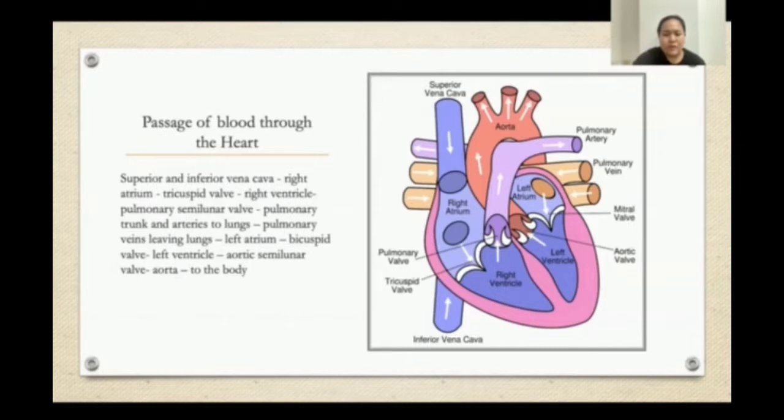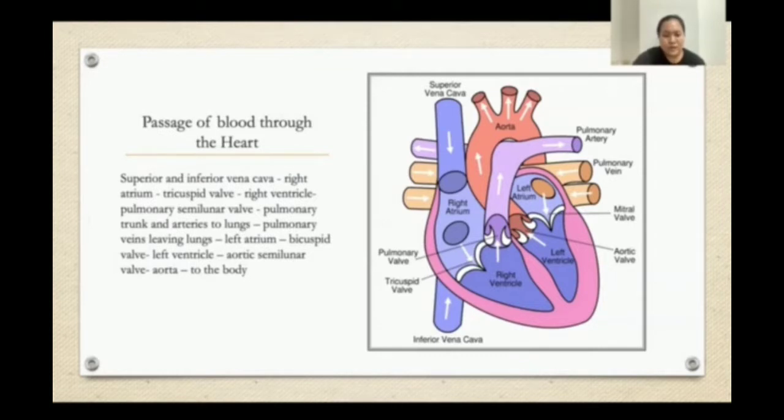This prevents the blood from flowing backwards into the atria while the ventricles contract. As the ventricle contracts, blood leaves the heart through the pulmonary semilunar valve into the pulmonary trunk and arteries, then into the lungs where it is oxygenated and gas exchange happens. Then, the pulmonary veins empty oxygen-rich blood from the lungs into the left atrium of the heart.